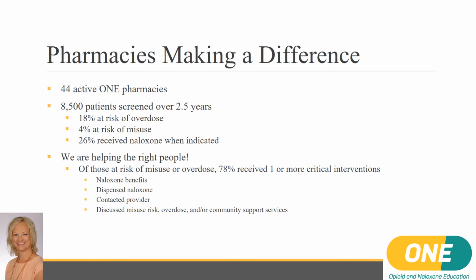Through our statistics, we've been able to show that of those at risk of falling into one of those two buckets, misuse or overdose, 78% received one or more critical intervention. And we signify critical interventions as naloxone benefits, dispensing of naloxone, contacting the provider, and then discussing misuse risk, overdose, and/or community support services. So these are just fantastic things that pharmacies at the community level are doing for our patients across the state of North Dakota.